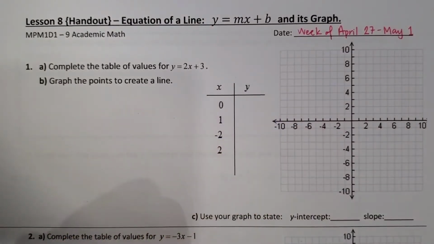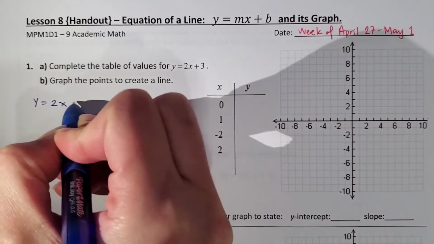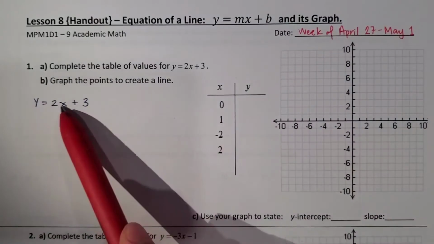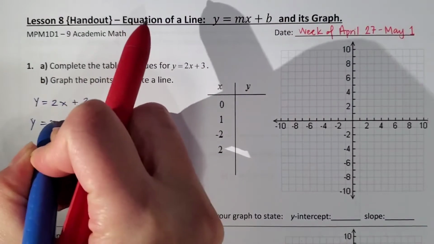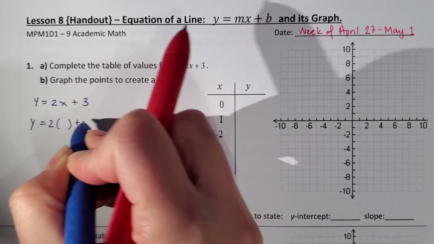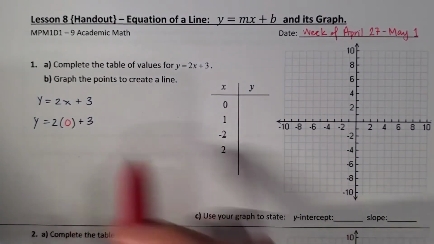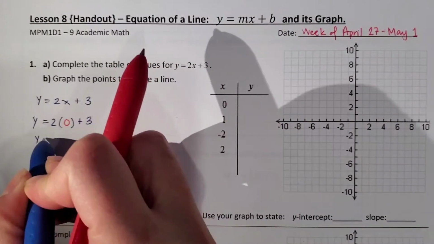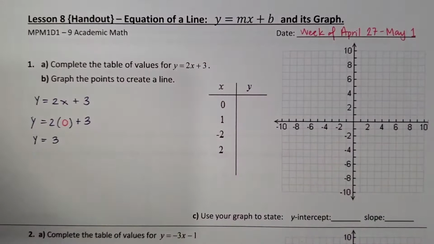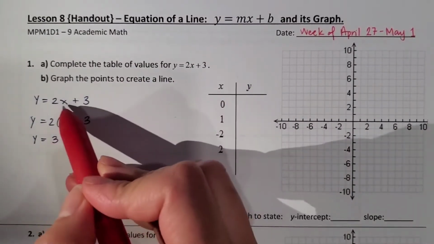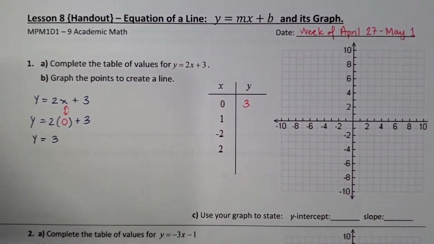So for the first one, when x is equal to 0, I'm going to rewrite the equation here so I can just follow it along. We're saying, instead of x, we're going to substitute in 0. So y equals 2, and instead of an x, I'm going to put brackets in there because I know I'm substituting in a number, and that number is 0. So when we solve this, we get y is equal to 2 times 0 is 0 plus 3. So we don't write the 0 down, and we just have y is equal to 3. Okay, so when x is equal to 0, our y value is equal to 3. So we're going to write that down in our table.